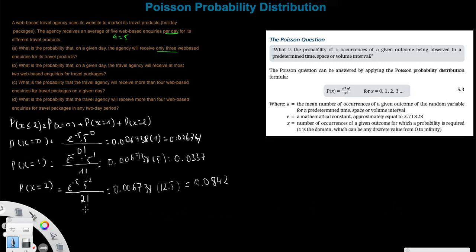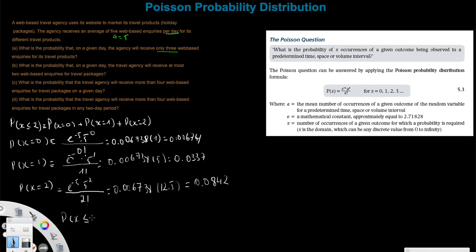Well, now that I have calculated the probability for individual web-based inquiries like 0, 1, and 2, my next step will be to combine all 3 to get our probability. I'm going to write it now.